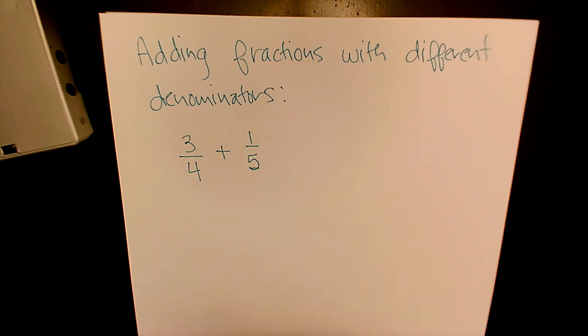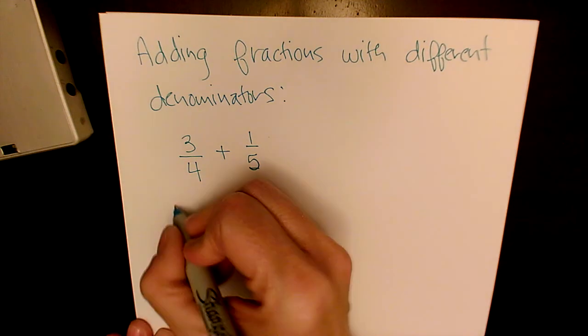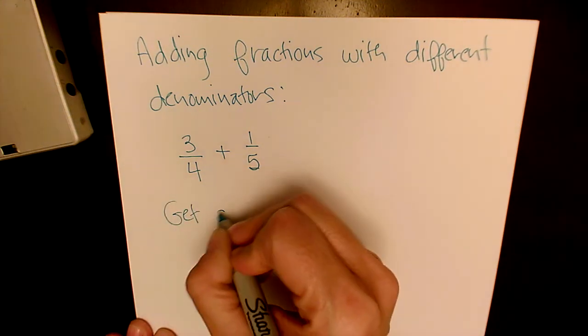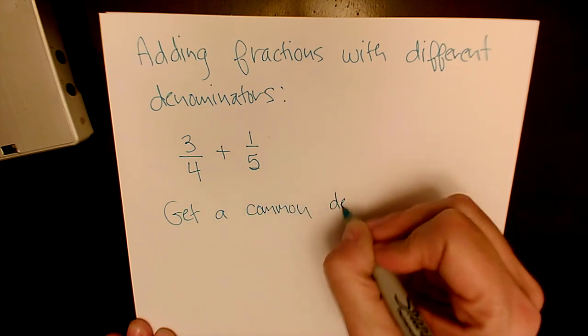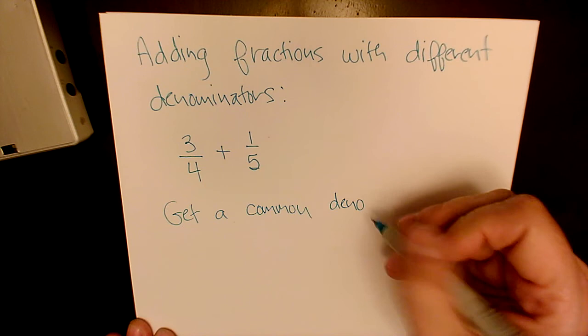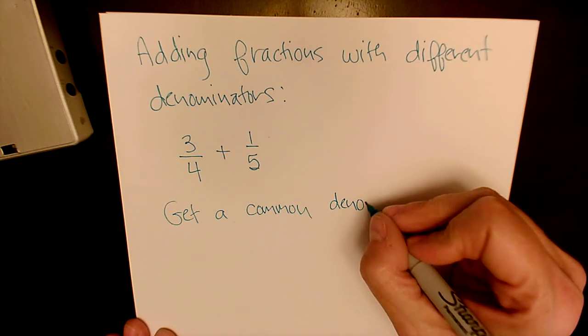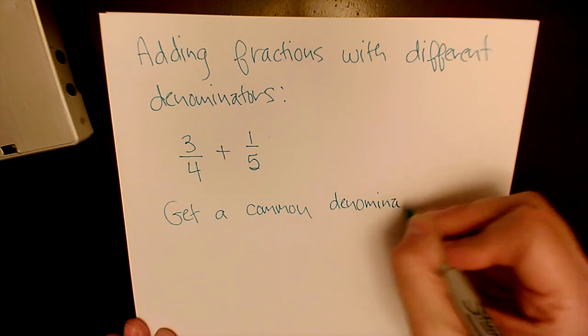Do not add 4 and 5 to get 9. Please don't do that. Get a common denominator. So we need to get a common denominator because the 4 and 5 do not match up.